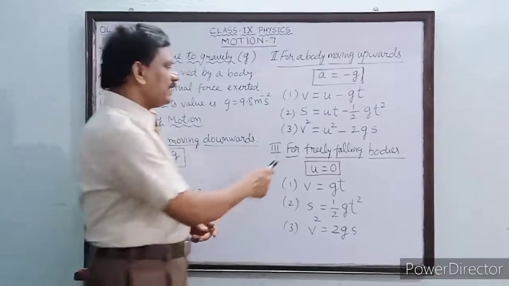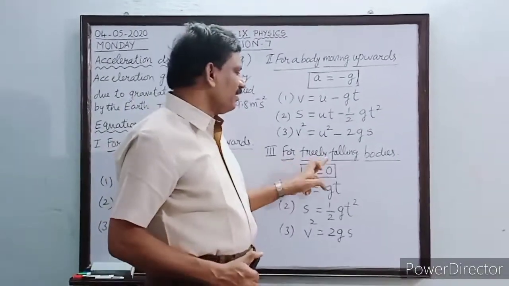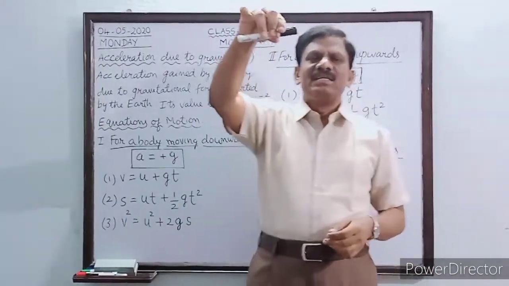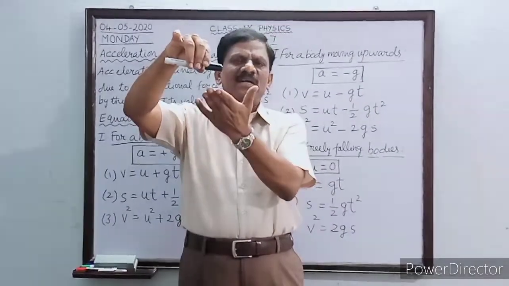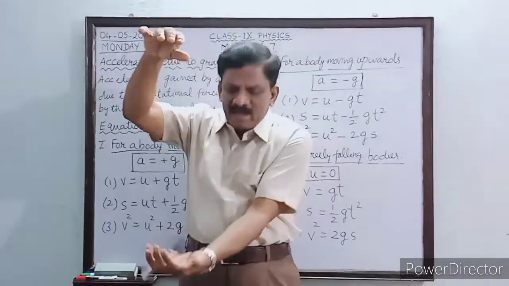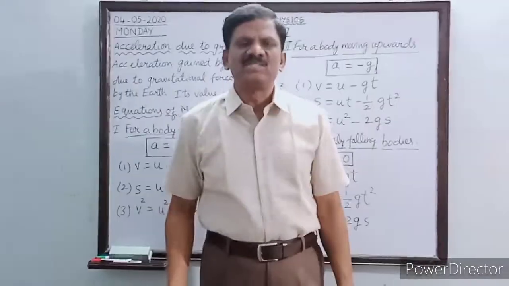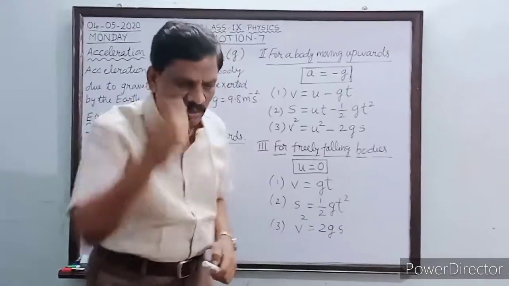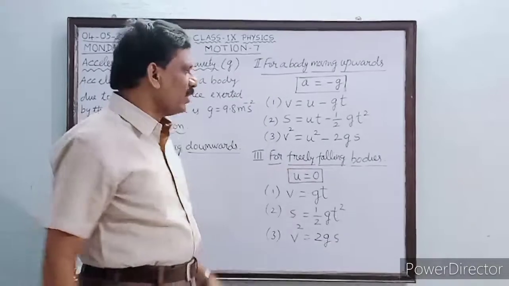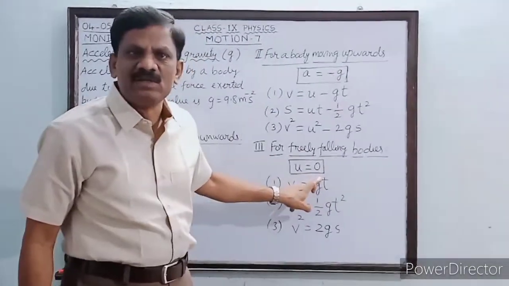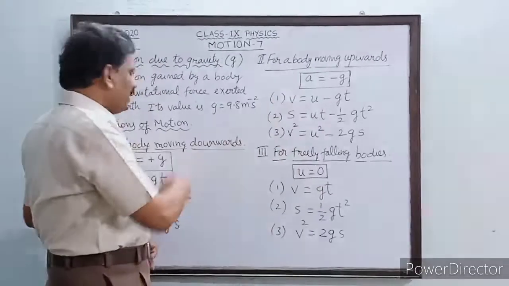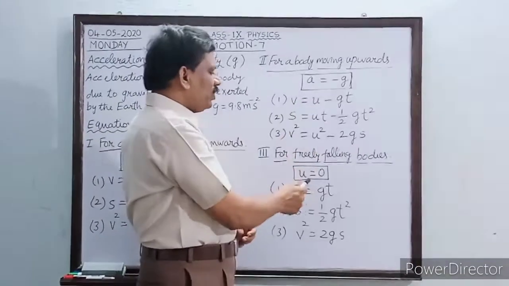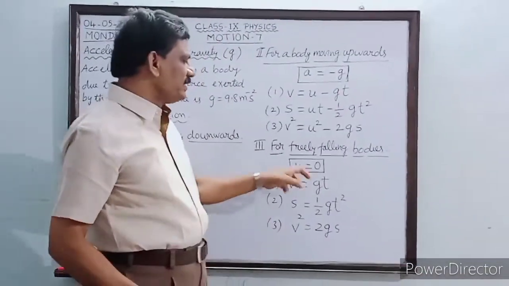That's good. Now the third set of equations, especially for freely falling bodies. Freely falling. Suppose you take this pen in my hand. So long as it is in my hand, it is not moving. The moment I drop, it starts to move. So before it starts to move, when it was in my hand, it was at rest. So what should be its initial velocity? Yes, good. That is 0. So for all freely falling bodies, you have to assume the initial velocity is equal to 0. So in this set of equations, v, s and v square, you have to substitute what? u equal to 0.